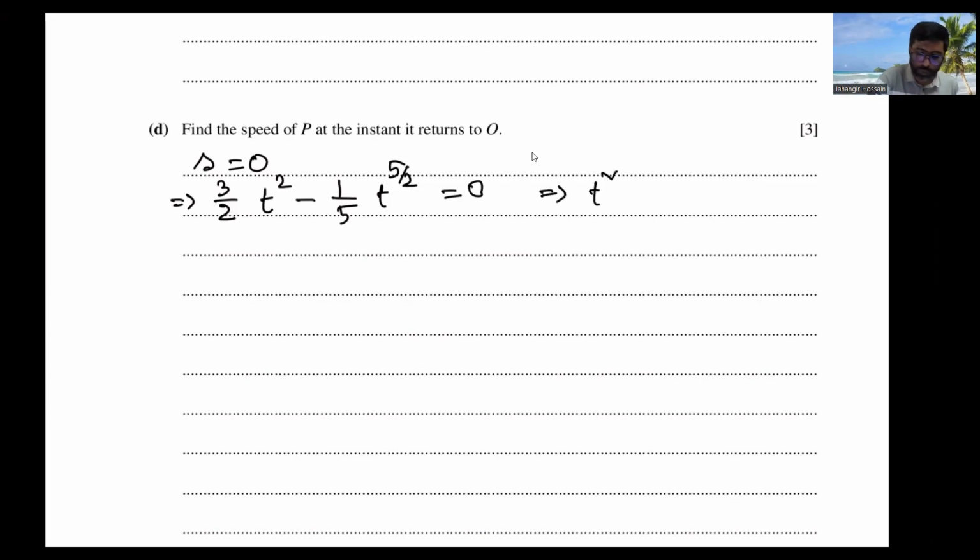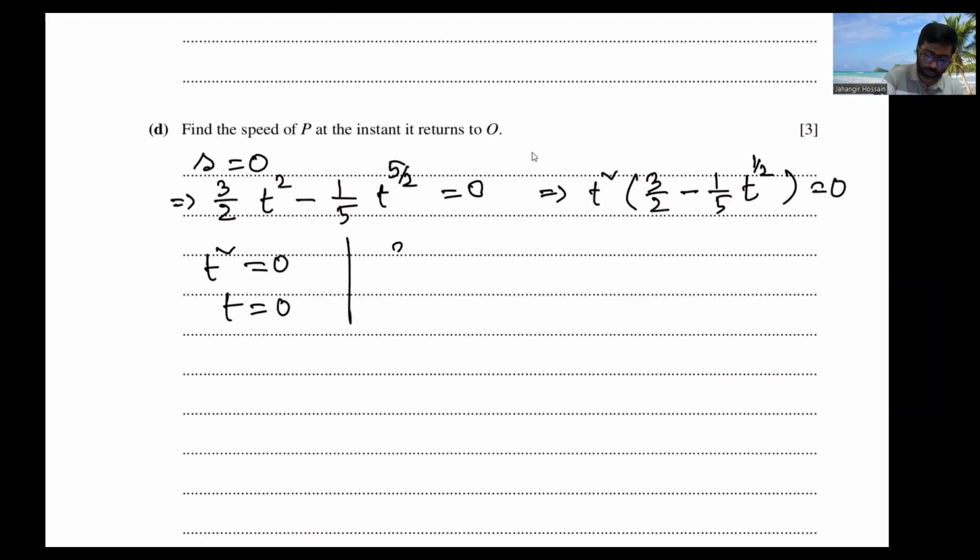If you take t² common, you have (3/2 minus 1/5 t^(5/2 minus 2)), that's t^(1/2), equal to 0. So we have t² equal to 0, that's the initial t, or we have 3/2 minus 1/5 t^(1/2) equal to 0. So t^(1/2) equal to 15/2. So t² equal to 225/4.